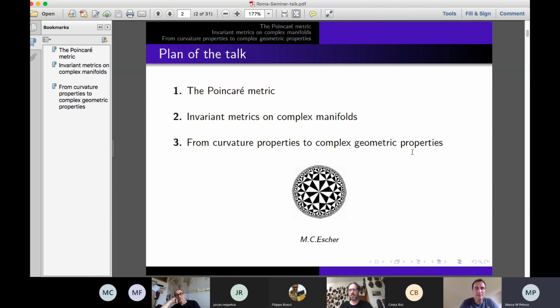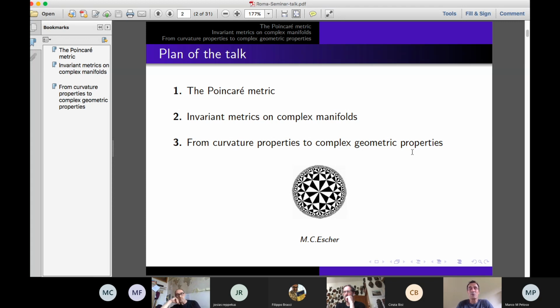The plan of the talk is the following. I will start with one complex dimension, but briefly, I will recall what the Poincare metric is, and with in mind some generalizations of metrics and the notion of curvature that is behind. So then invariant metrics on complex manifolds will arrive quite naturally, and then I will talk about curvature properties.